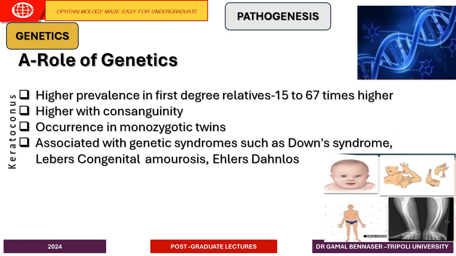However, the association with consanguinity and monozygotic twins raises the suspicion of a genetic role in the pathogenesis of keratoconus. Also, the relation of keratoconus with certain genetic diseases like Down syndrome, Leber's congenital amaurosis, and Ehlers-Danlos syndrome makes the link between genetics and keratoconus well established.